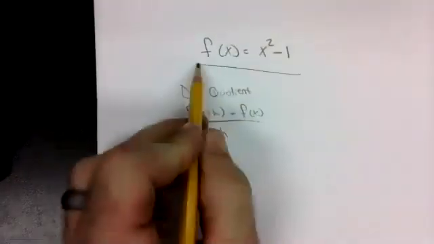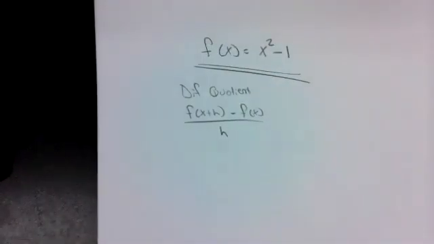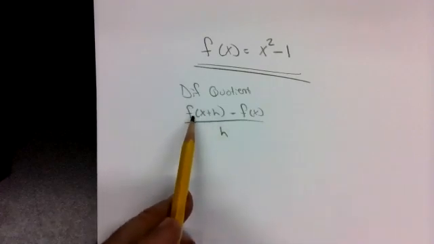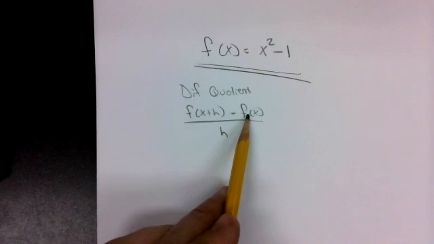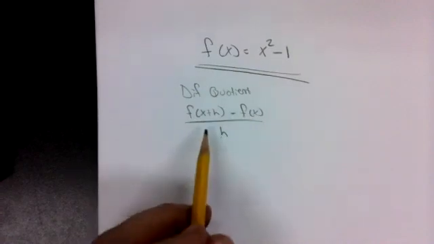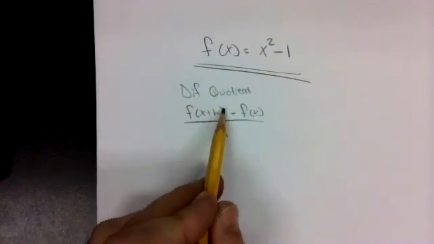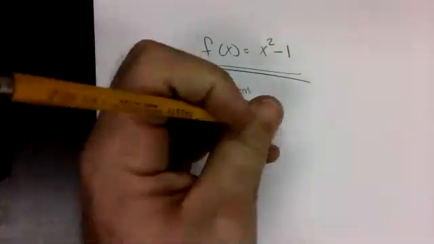All right, so this is the function. And this is the formula, the difference quotient. So again, f of x plus h minus f of x all over h. So again, we got 3 different parts. We've got this part, and this part.